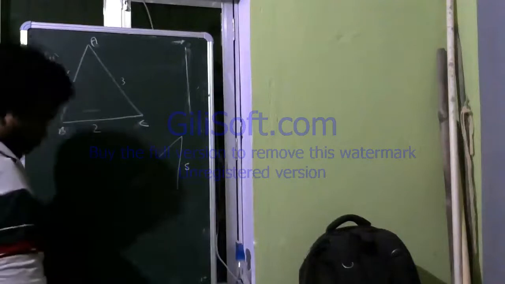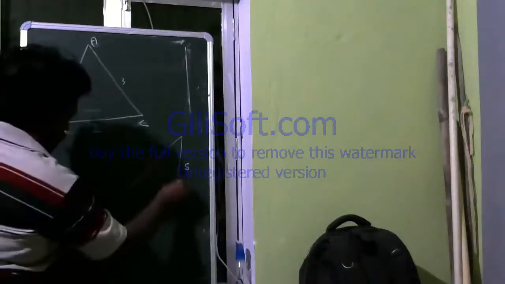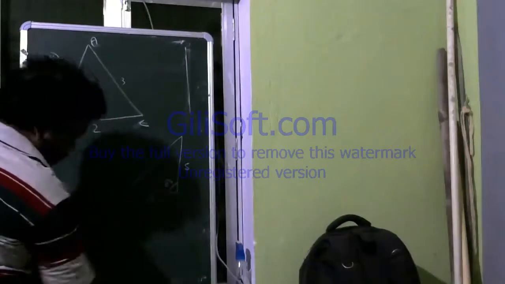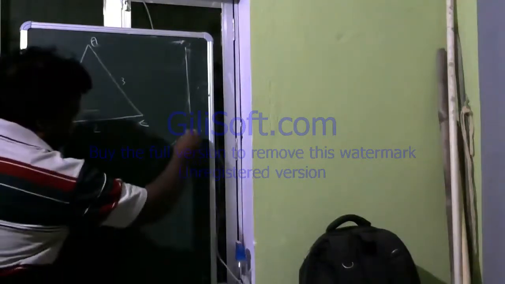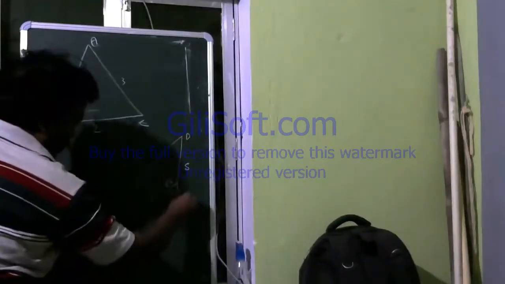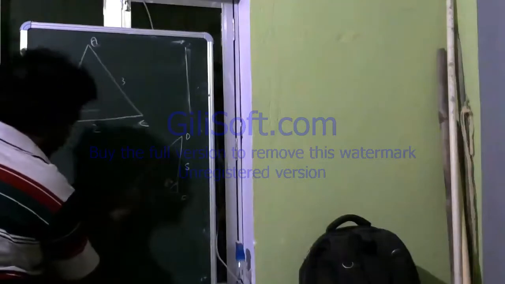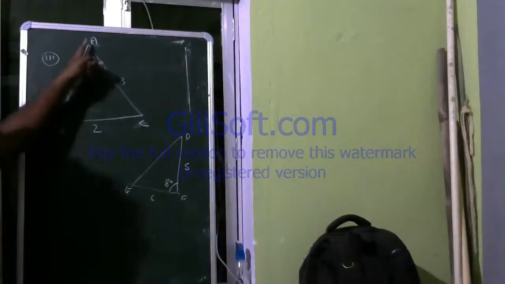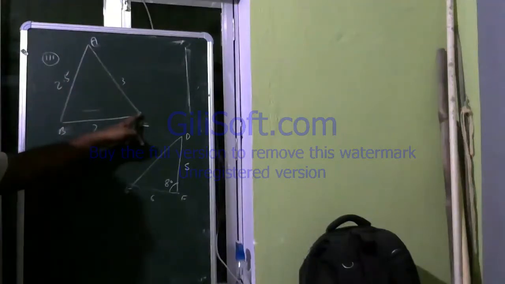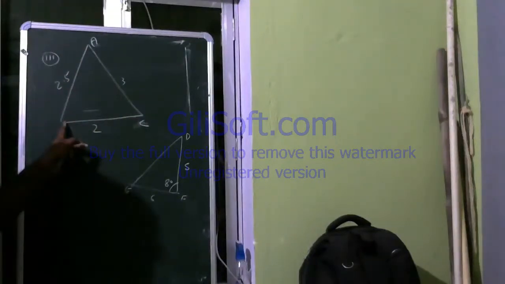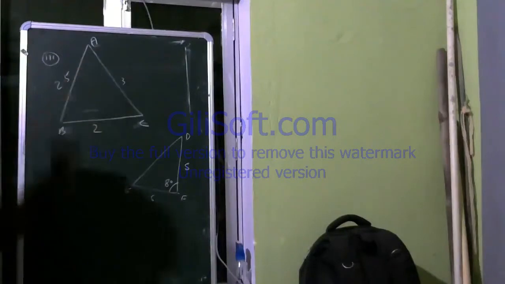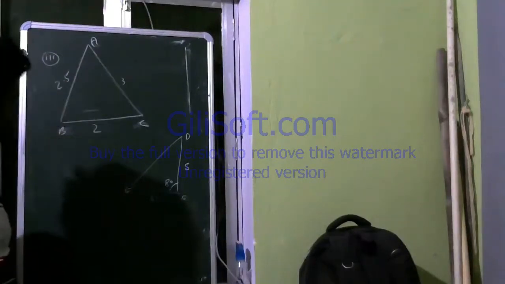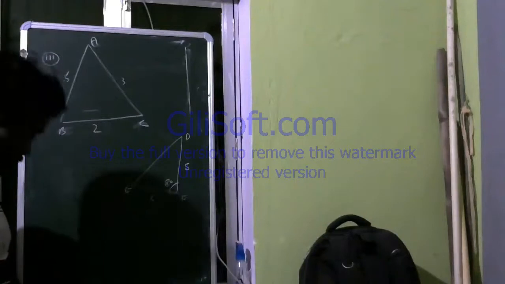Five. This is 80. This is 6. D, F, E. Now make the comparison between these two. AC, CB, and BA. AC, CB, and BA.